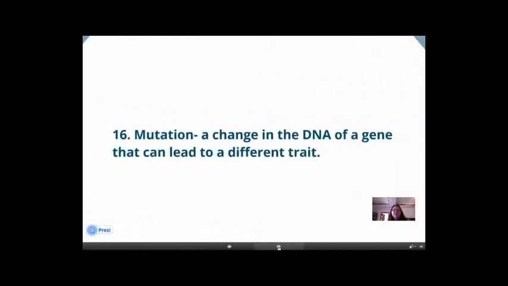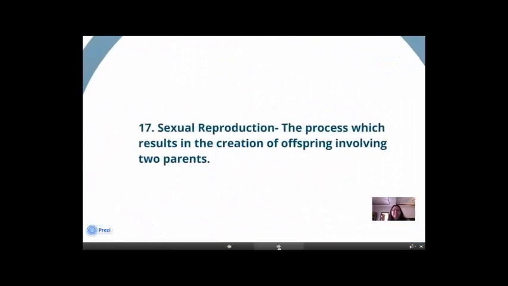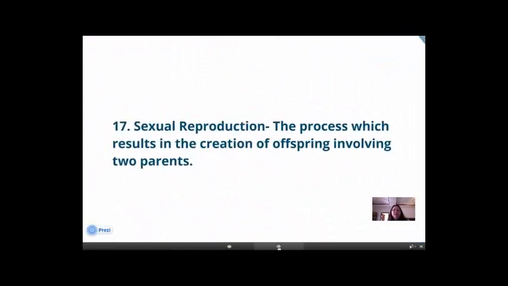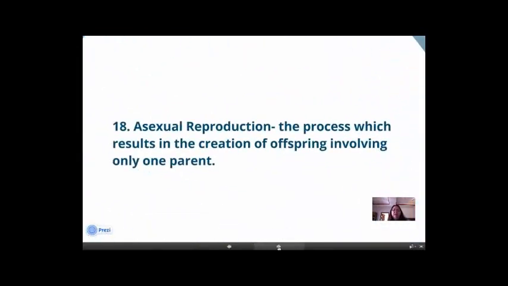Okay, mutation. Also, this goes along with genetics, but mutations can cause adaptations over time. A mutation is the change in the DNA of a gene that can lead to a different trait. Now, we talked about in studying genetics that mutations can be good, they can be bad, and in some cases they can have neither effect. Sexual reproduction, the process which results in the creation of offspring involving two parents. Asexual reproduction, the process which results in the creation of offspring involving only one parent.